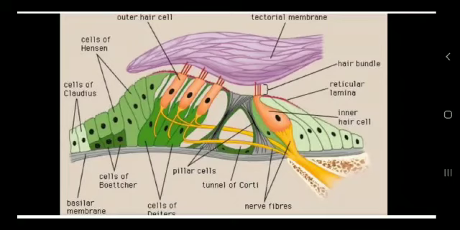Now we'll see the auditory pathway. This is important.